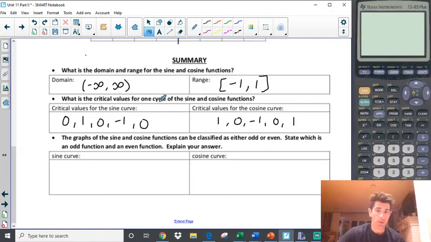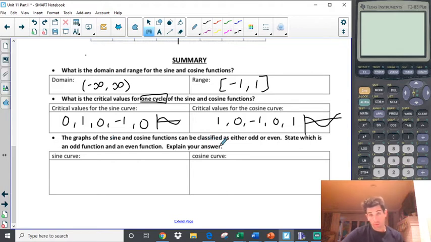So again, for one cycle, remember the sine looked like this for one cycle. And the cosine looked like this for one cycle. Okay, this is my y-axis. So there you go.